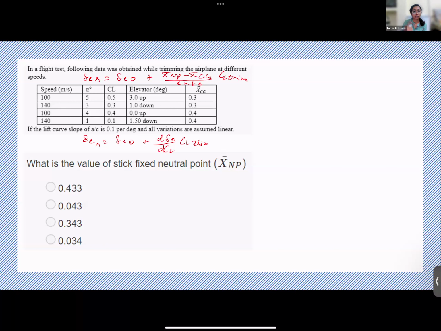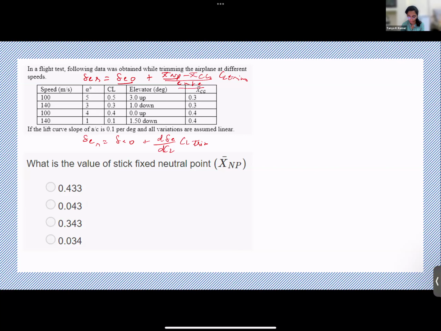I think there are 3 unknowns, right? So you have 1, 2, 3, 4 points. There are just 3 unknowns. You have delta E naught you don't know, x bar np you don't know, Cm delta E you don't know. You will have 4 equations and 3 unknowns. You should be able to find out x bar np.